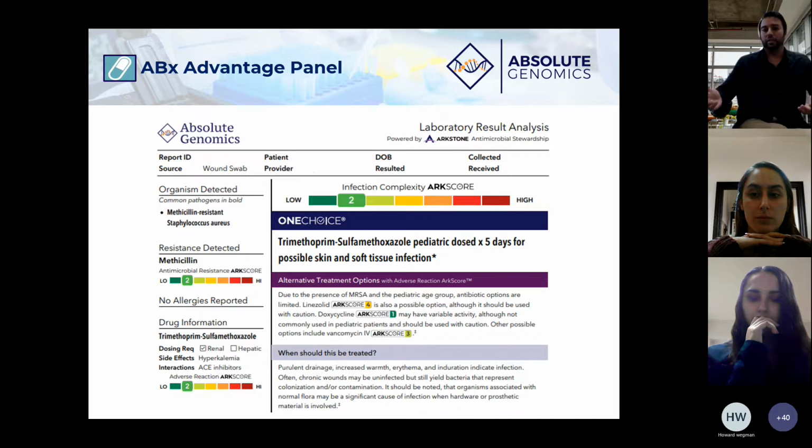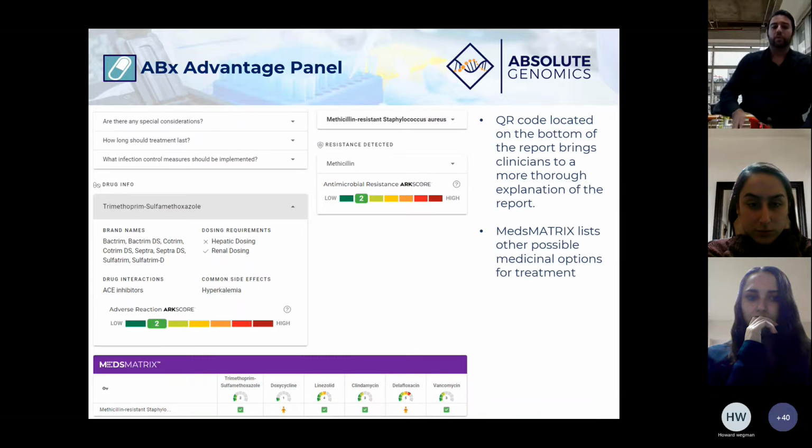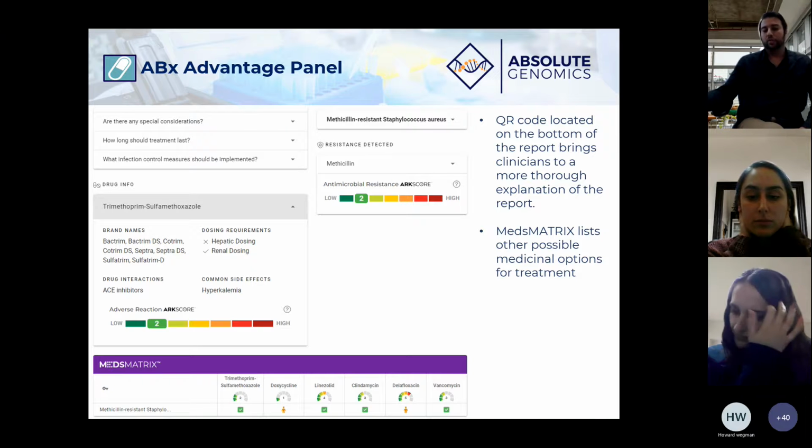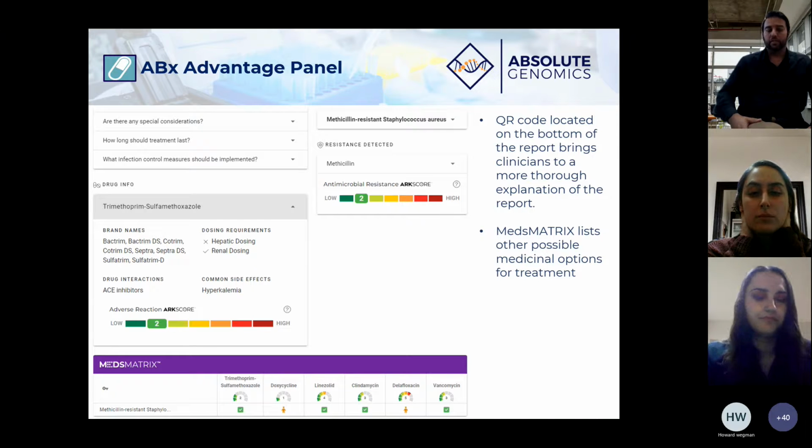But if a doctor, for example, got to know later on that the patient had a history of some allergic reactions, what are the alternatives? So if you go on the next page of our report, it's called Med Matrix, where we give you a bunch of other medications. So if the patient is allergic to one medication, we have a list of other medications that are equally potent against those pathogens, or pathogen in this case. So these things really make our report very powerful.